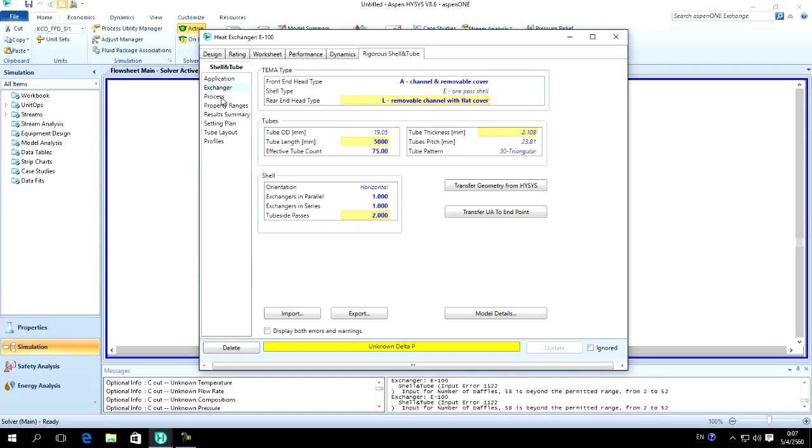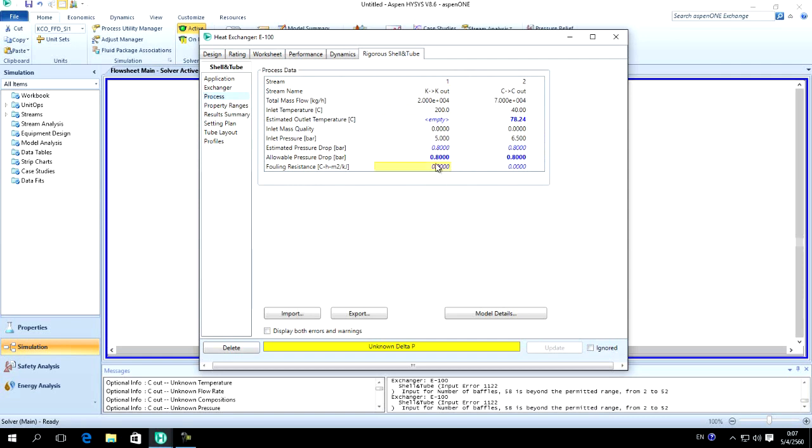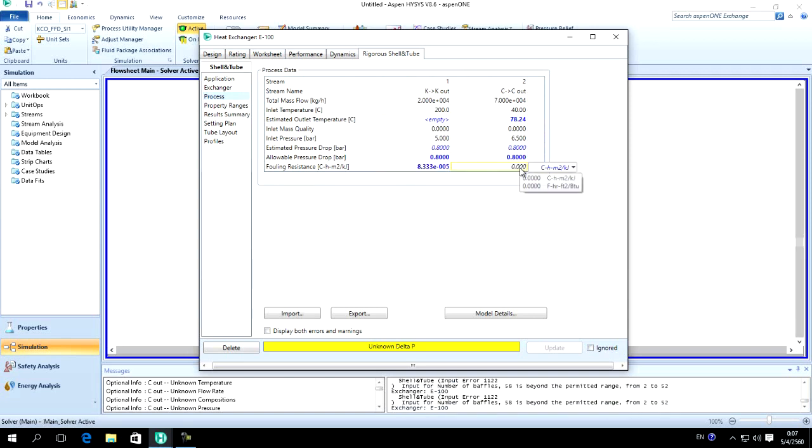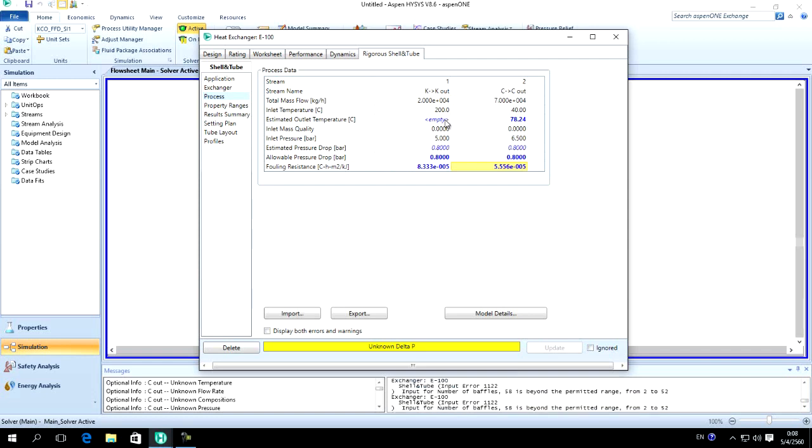What else do I have to input? The process. So I need to put the fouling factor to both sides. Make sure that you get the right unit. And also the temperature outlet of the kerosene is supposed to be 90 degrees Celsius. Well, let's see the result.